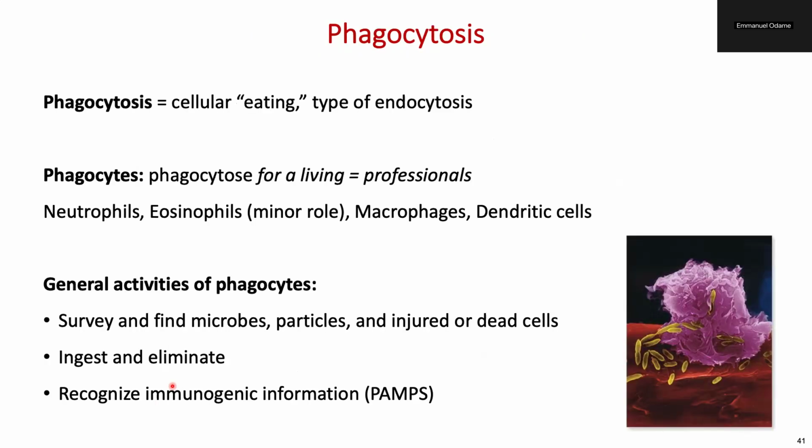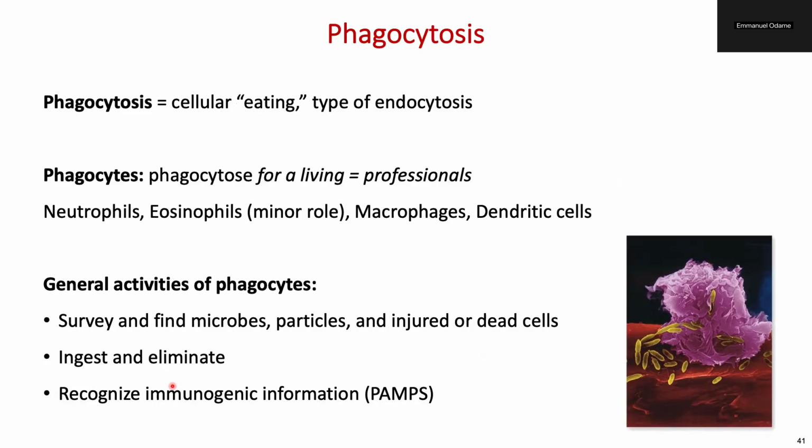So phagocytosis. What is phagocytosis? Basically, cellular eating, or just a cell eating any foreign material that it finds. And this is basically a type of endocytosis, or just engulfing of outside material into the cell.